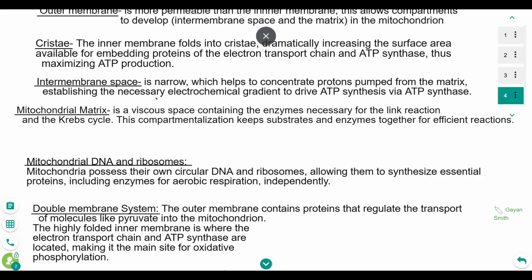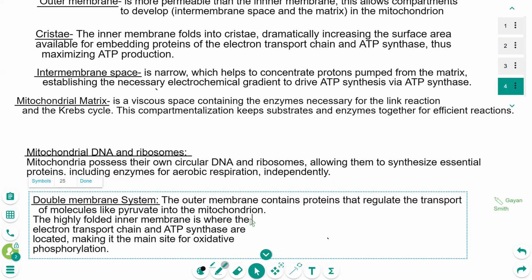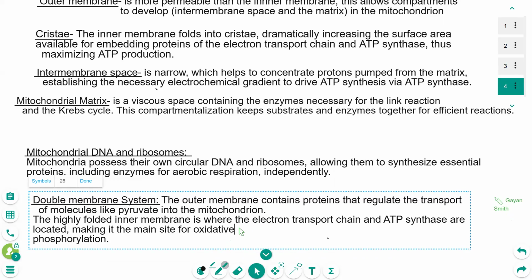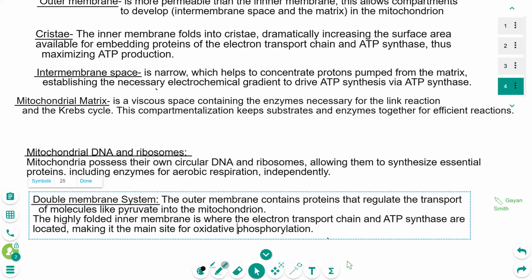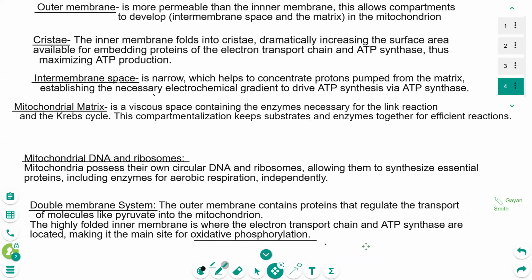All right, almost there. So the outer membrane regulates the entry of important substances into the mitochondria. But the inner membrane is where we have oxidative phosphorylation taking place. So the double membrane system allows us to form compartments essentially, where we can have specialized processes in different compartments. And it makes the entire organelle more efficient.